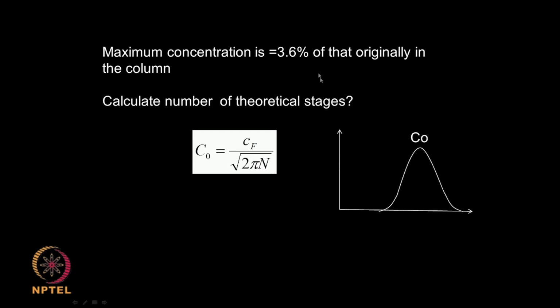The equation is C naught equal to Cf divided by the square root of 2 pi n. The maximum concentration C naught is 3.6% of the concentration originally present in the column, which is Cf. So, bringing it to the left hand side, it is 0.036. We can then calculate n, the number of theoretical stages, and that comes out to be 122. If you recall the original set of equations, you have some concentration Cf and then it starts going down and reaches a distribution of this sort on the exit side.